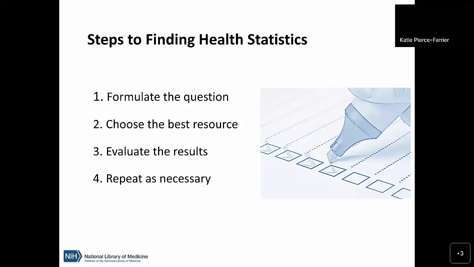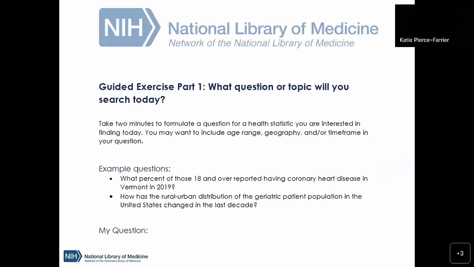If you look at your guided exercise, the handout, this asks you, using steps 1 through 4 of the process, to formulate a question for a health statistic you are interested in finding today, and write that down on your handout. Depending on the statistic you're trying to find, you may want to include things like age range, geography, and time frame in your question. I've shared the example questions that I came up with, and they're in the chat for you to reference. So take a couple minutes to think over this and come up with your own question.